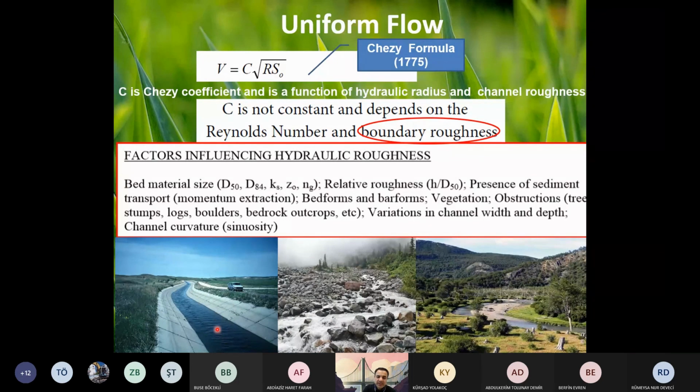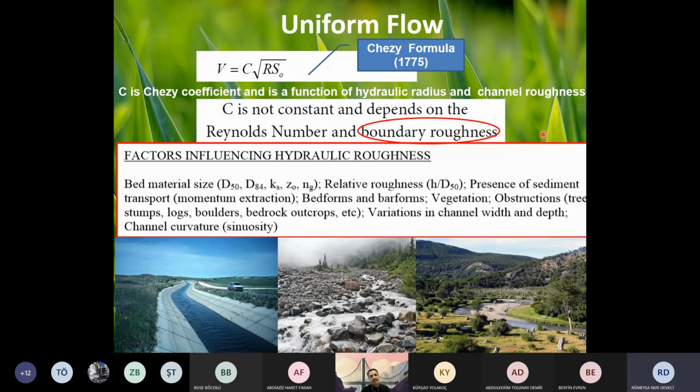Also, assume that all three are uniform. It is clear that this one and this one are not uniform definitely, but this could be uniform. But assume three are uniform, because we are going to calculate velocity with the Chezy formula. In which channel could velocity be higher than the other? Or do you think all the velocities are the same, because I told you slope is constant and depth is constant, or hydraulic radius is the same?